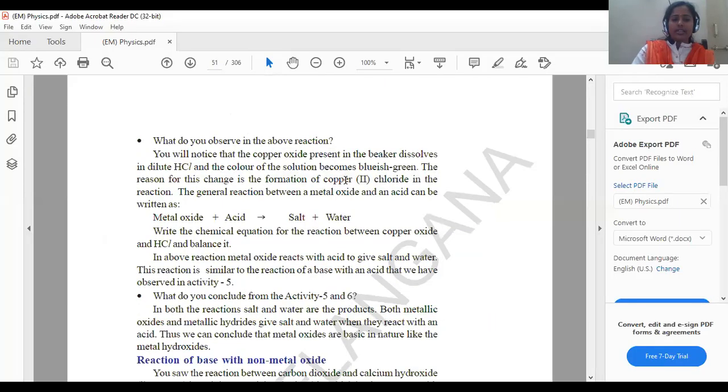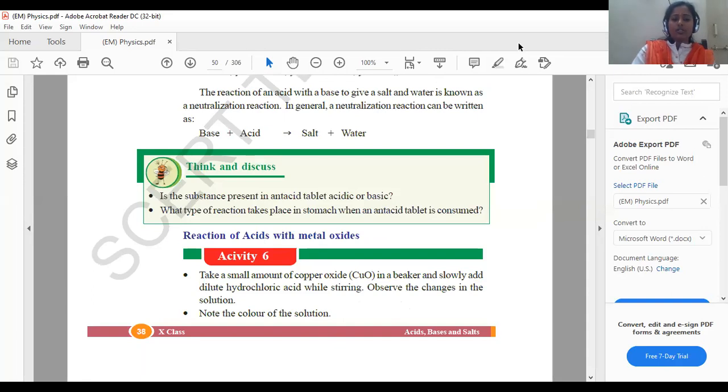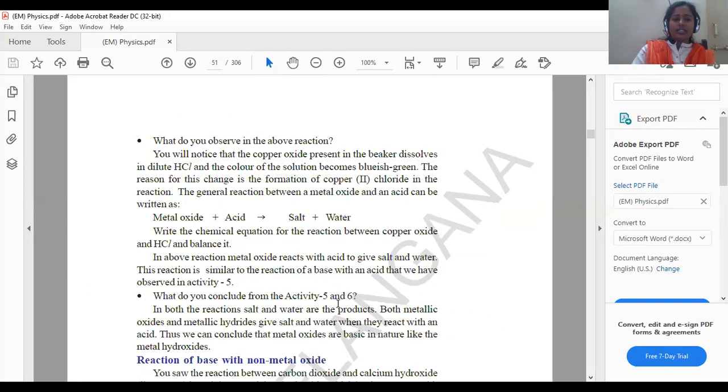Now, let us move on to our activity. The activity is metal oxide upon treatment with acid, right? A small quantity of copper oxide was taken in a beaker and hydrochloric acid was added while stirring. Whenever hydrochloric acid is added, what kind of color change is observed? You notice the copper oxide present in the beaker dissolved in hydrochloric acid, and the color of the solution turned bluish green, right? Copper oxide was initially taken and added with hydrochloric acid, and now it has turned bluish green.